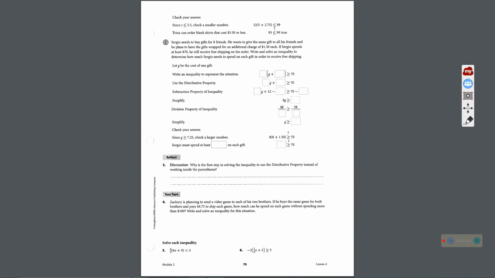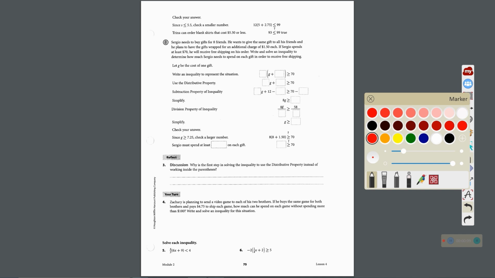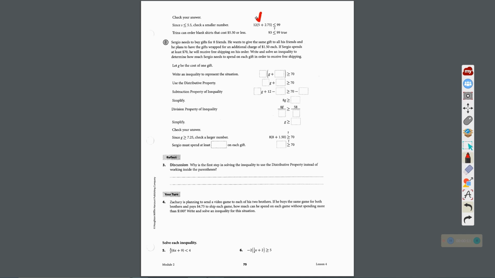Then they have to check their answer. So you can choose any value that's smaller than 5.5. They chose 5, and you see they plugged it back in. Then the cost for 12 shirts and 12 logos printed on the shirts would be $93, which is in fact less than or equal to 99, so it is true.